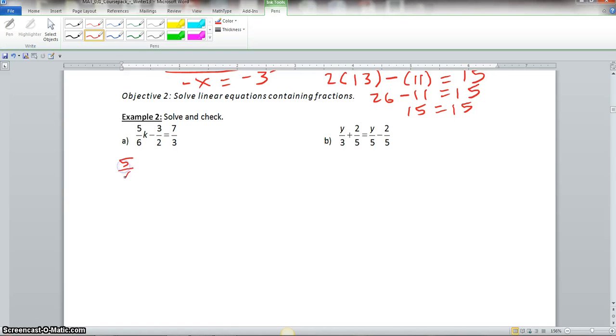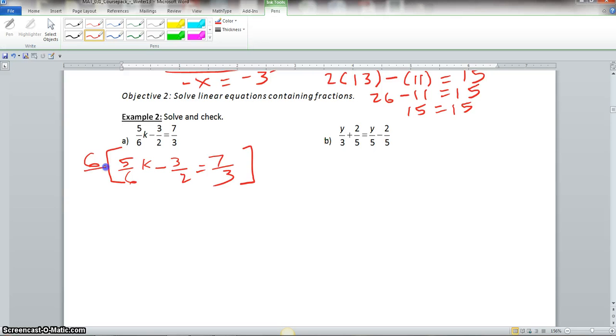We have 5/6k minus 3/2 is equal to 7/3. Now, whenever you have an equation, that means an equal sign, we could get rid of all of these denominators. And we could do that by finding the least common denominator or the common denominator. We know the common denominator of 6, 2, and 3 is 6. So we will multiply this whole equation by 6.